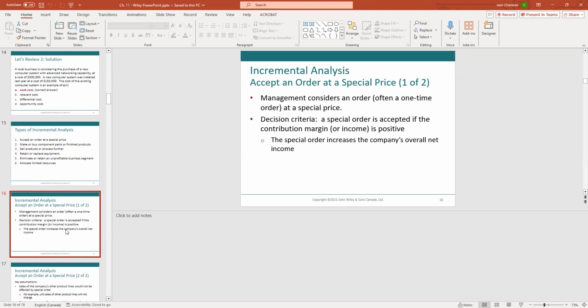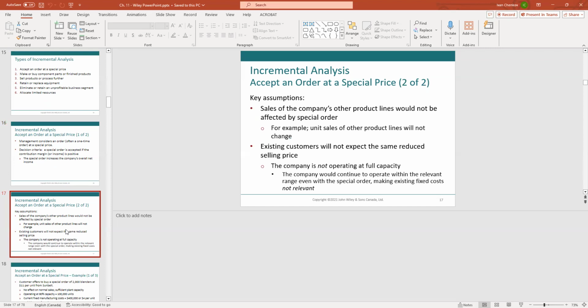Never going to happen again. That's not going to affect my business. The regular customer is not going to find out about it. Now the question is, should I accept it or not? The decision criteria is this order for $15 from that person for 1,000 cups will be accepted if and only if my contribution margin is positive. Meaning that the selling price of $15 is more than my variable cost. As long as that $15 covers my variable cost, I'm okay. I should accept it.